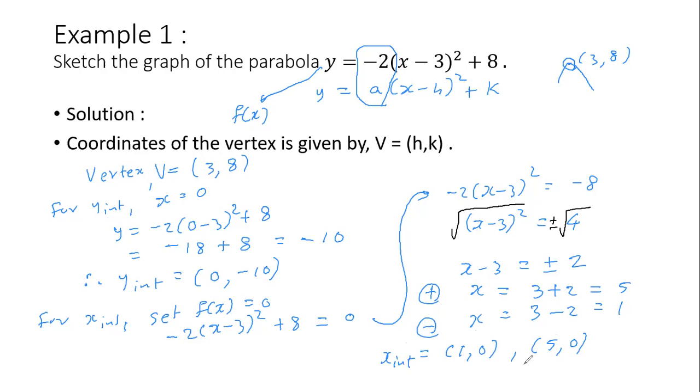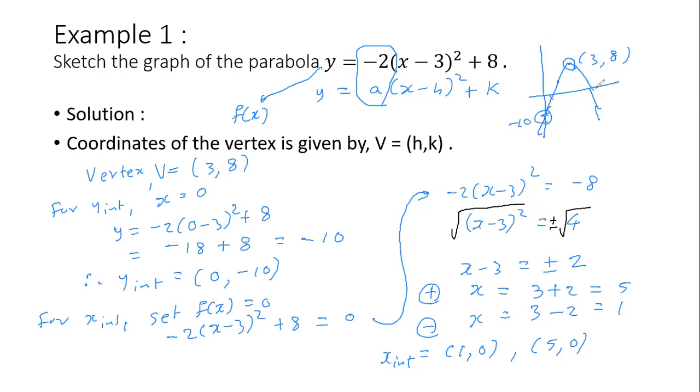X-intercept. That means this graph has two x-intercepts. So the graph opens downwards. Now we found almost everything we need. This is 3, comma 8, and the y-intercept is 0, negative 10. So it's something like this. It intersects here at negative 10.